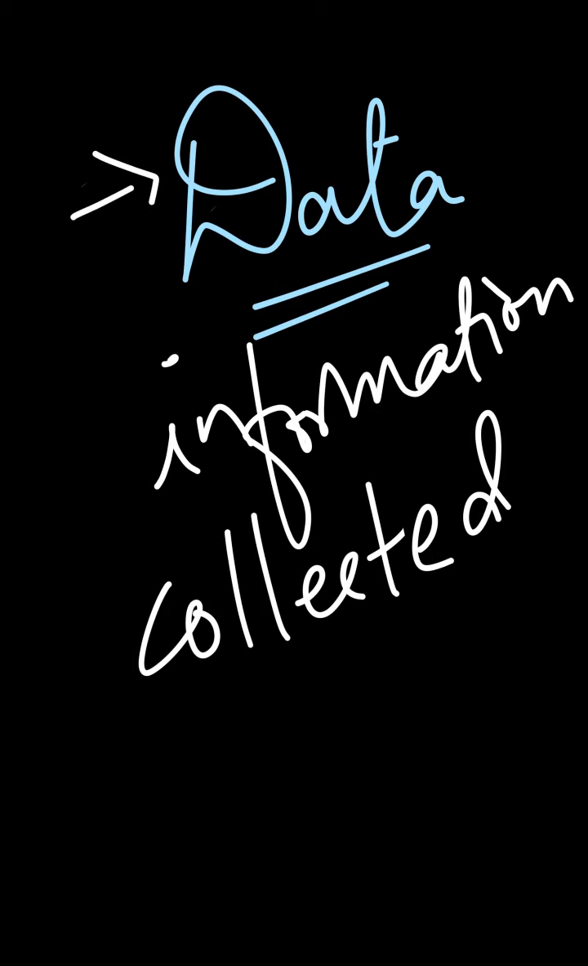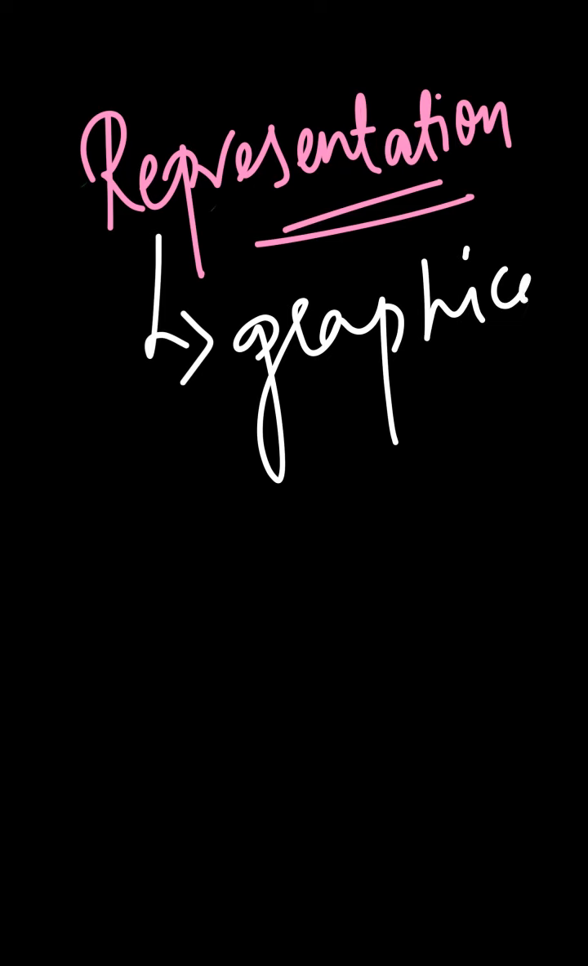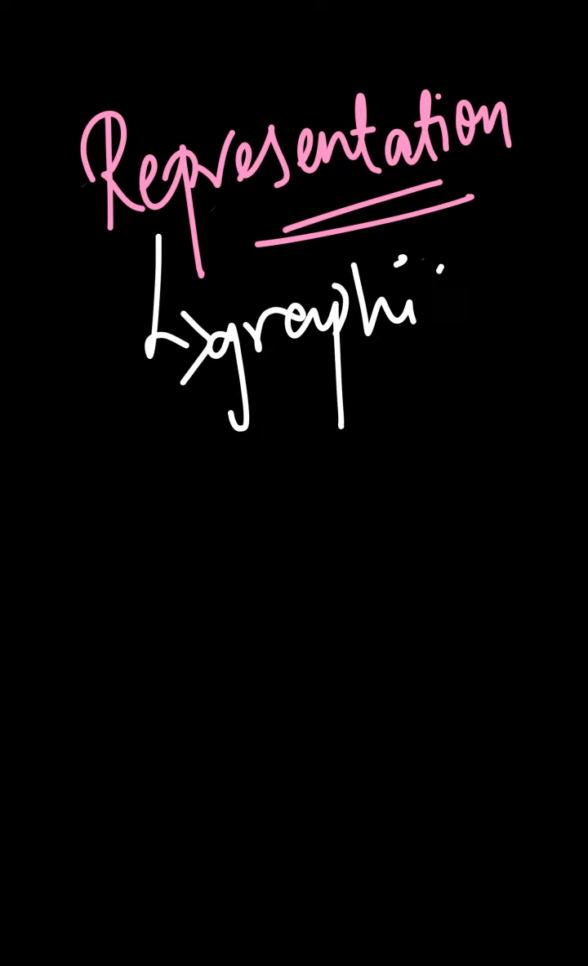Okay, data definition. So how is data represented? Sometimes data is represented graphically also. In what ways? That we are also going to learn. And in previous classes also we have studied most of them. First, graphically they are going to represent some data.